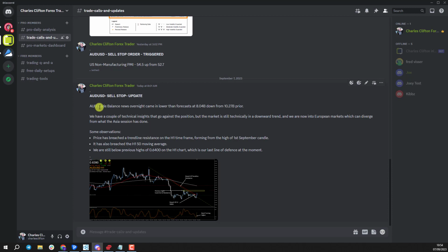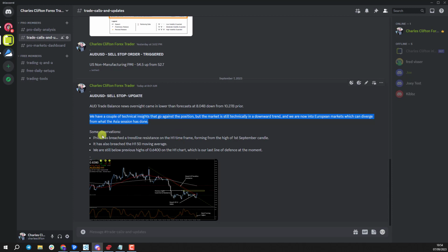However, price has just gone a little bit sideways. Now, we have a couple of technical insights that go against the position, but the market is technically in a downward trend, and we are now into European markets, which can diverge from the Asia session. Sometimes we can see the Asia session move sideways or even rally, and then the European session comes in and we see an opposite move. It's not always the case, but there can be conditions where that does happen.